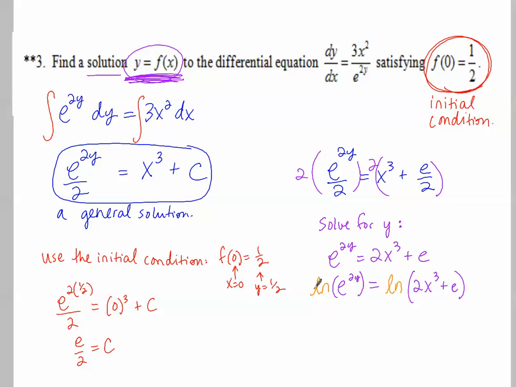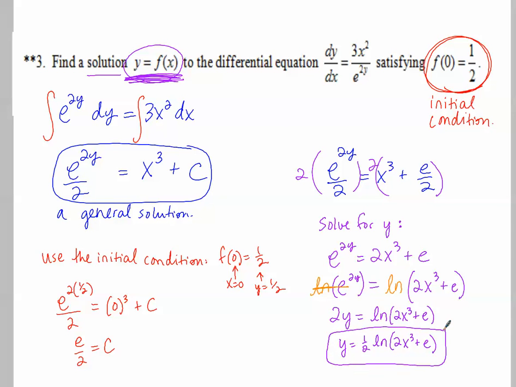That inverse property helps me to get the exponent out of the exponent. 2y equals natural log of 2x cubed plus e. And finally, divide by 2. y equals 1/2 natural log of 2x cubed plus e. And now I have a solution of the form y equals f of x. And there's no plus c because of the initial condition.